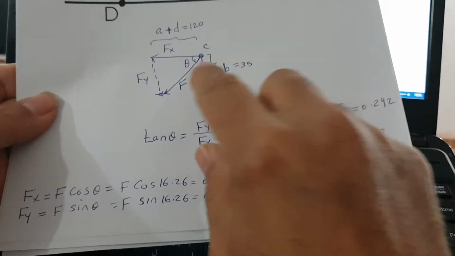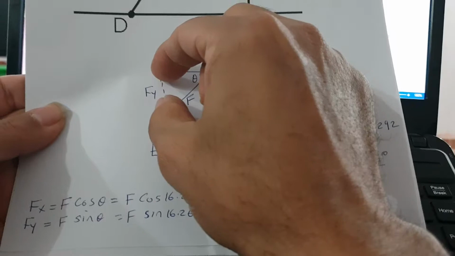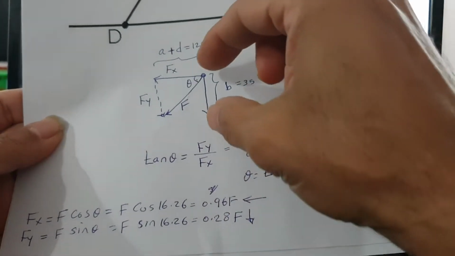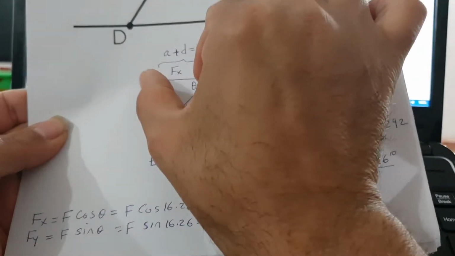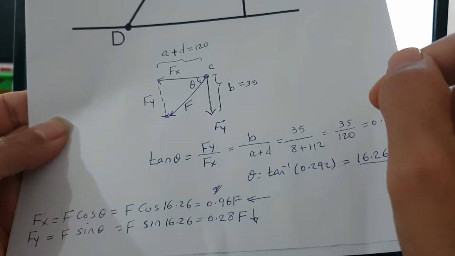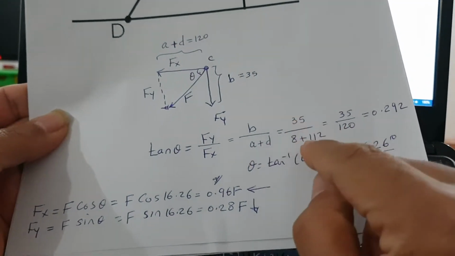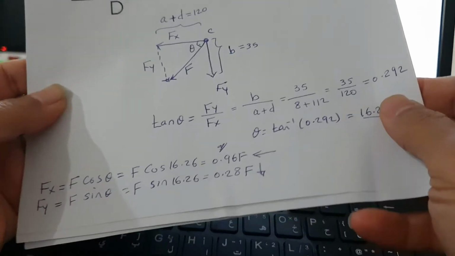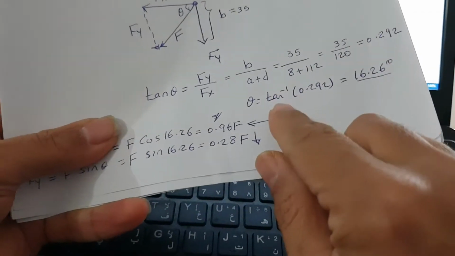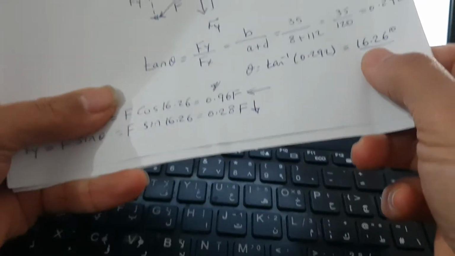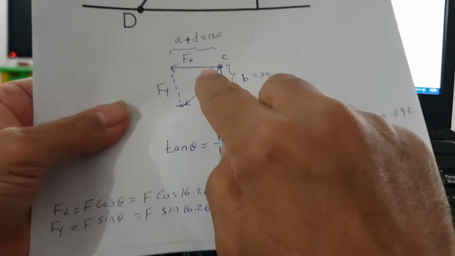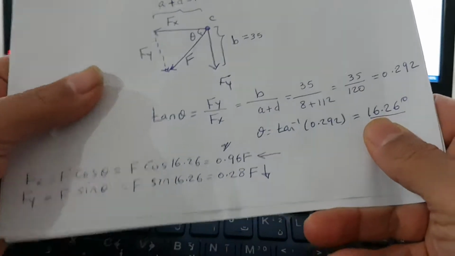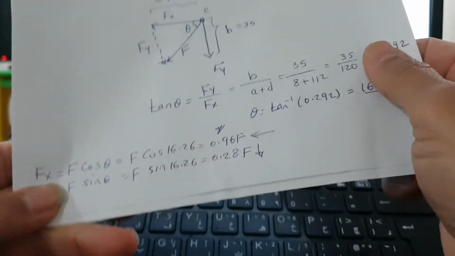Remember, tan theta is equal to Fy over Fx. Fy is B, and Fx is A plus D. So 35 over 120, since 8 plus 112 is 120. You'll get 0.292. You just plug it into your calculator and find the inverse tangent of that to find theta. Theta would be equal to 16.26, which means the angle this force makes with the x-axis is 16.26. Once we find this, we could find Fx.